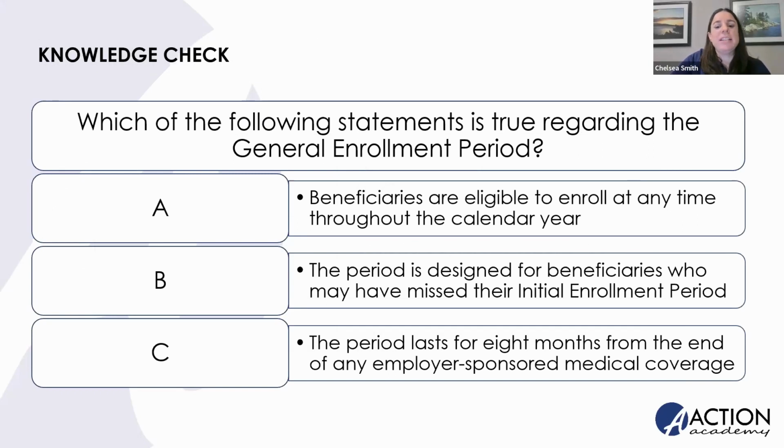So which of the following statements is true regarding general enrollment periods? Okay, so the correct answer here would be B. The period is designed for beneficiaries who have missed their IEP. So always encourage your clients to sign up for Parts A and B during their initial enrollment period if possible. And if that is not possible, if they don't have group coverage, I guess I should say, and they're going to wait till a general enrollment period, that's going to be when they're going to sign up. It is designed for those who miss their IEP but don't have a special enrollment period.